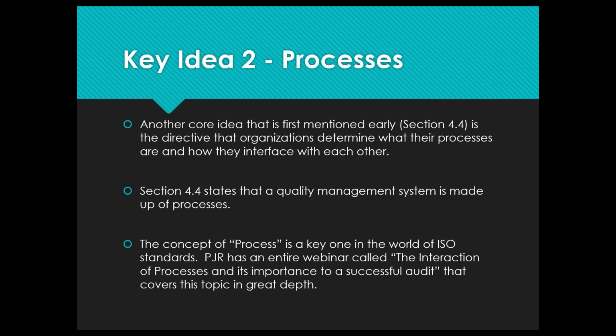Second idea that I want to cover today is processes. This is another item that gets mentioned early in the standard. It appears in section 4.4. Every organization has to determine what their processes are and how they interface with each other. Section 4.4 states that a quality management system is supposed to be made up of processes.